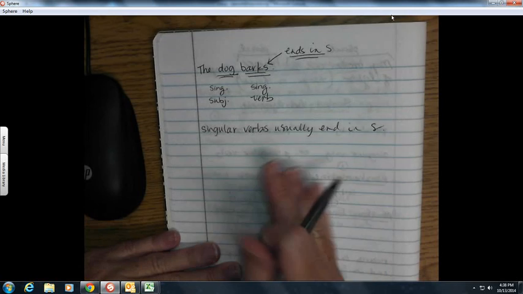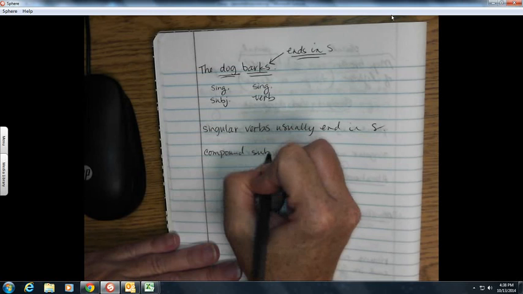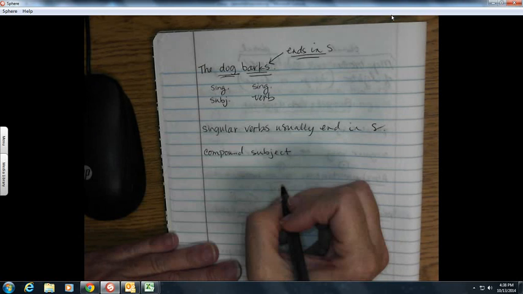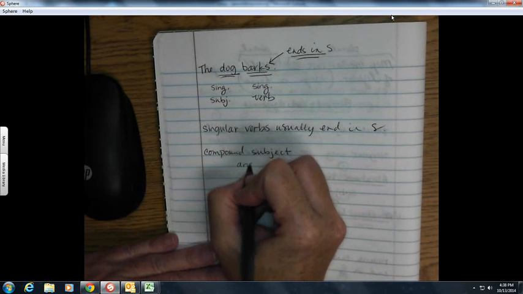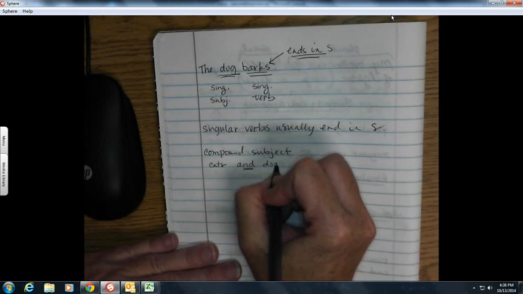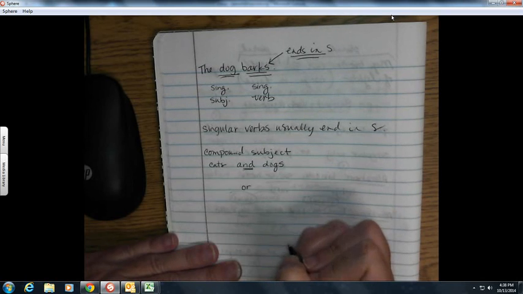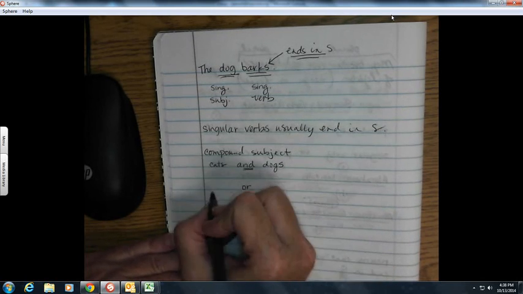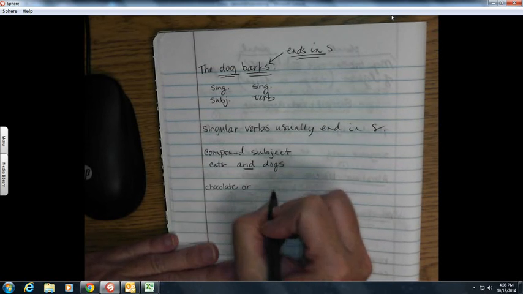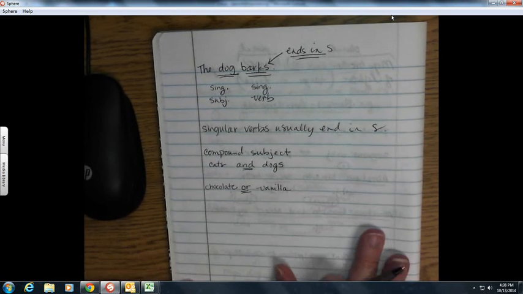Okay, when you have a compound subject, you have to pay attention, because a compound subject could use and, as in cats and dogs. A compound subject could also use the word or, as in chocolate or vanilla. Okay, and let me show you what I mean by you have to pay attention.